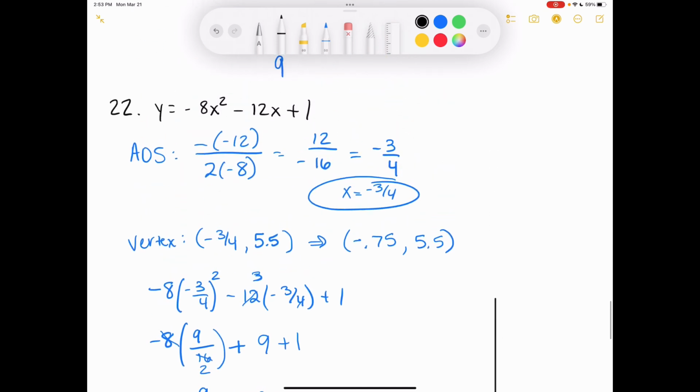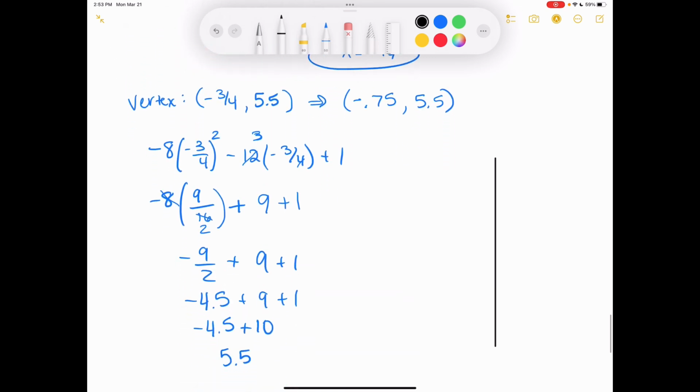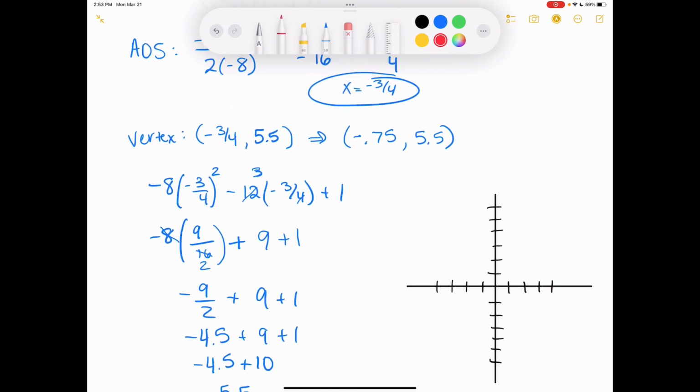Now, what do you notice about this problem? It's got the negative in front, so it's going to open upside down. So my axis of symmetry is x equals negative 3/4. That's almost to 1. It's negative, so put it here.